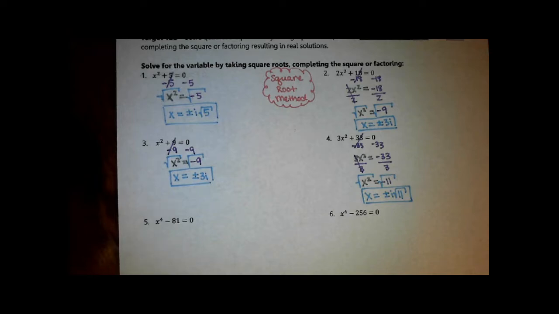Alright, and we're going to move on to number 5 and 6, which are a little bit different than what we've done before. The difference we notice here is that we have an x to the 4th power instead of an x squared, right? But the process is going to be similar, but not the same. Basically, what we're going to do is do the same process, but twice. And you'll see how that works in a minute.